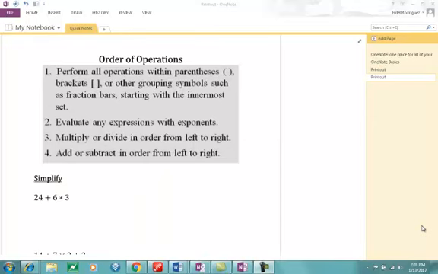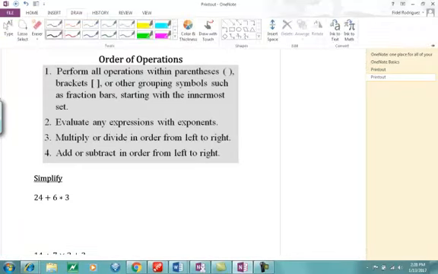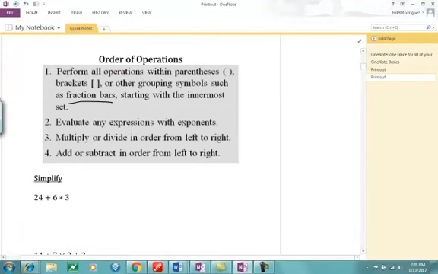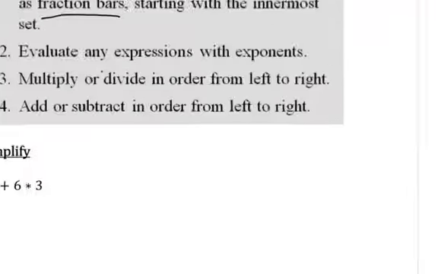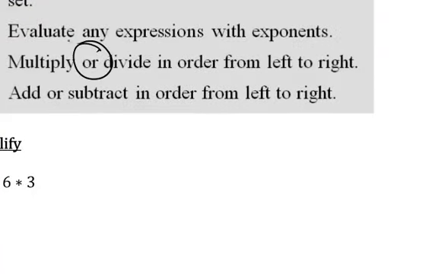Okay, the next part of 1.9 is order of operations. And order of operations says, number 1, perform all operations within parentheses, brackets, or other grouping symbols such as fraction bars, starting with the innermost set. Number 2, we're going to evaluate any expressions that have exponents. Number 3, we're going to multiply or divide in order from left to right. The left to right part is very important. Same thing with adding or subtracting. We're going to add or subtract as we go in order from left to right.